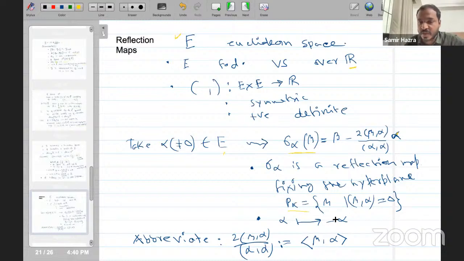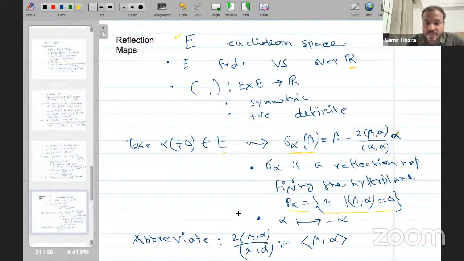So basically this fixes one hyperplane given by this. So this is the hyperplane P alpha, which is given by this. So all betas which are perpendicular to alpha. Okay. So this is a hyperplane, and one can easily check that sigma alpha fixes all of the elements of P alpha, and it takes alpha to minus alpha. So basically taking alpha to completely opposite of it.